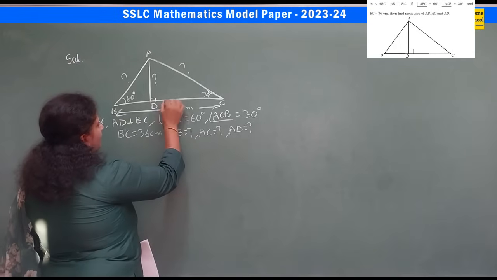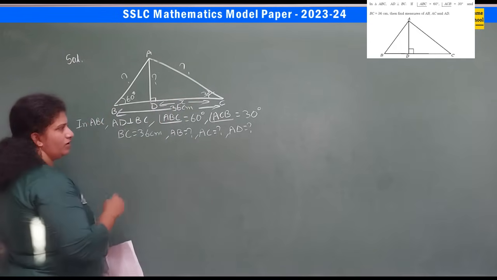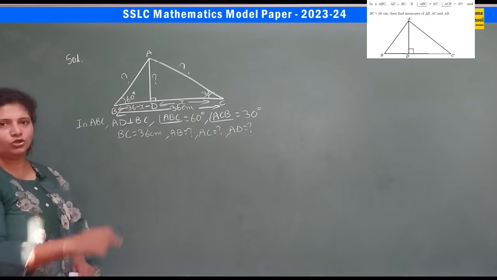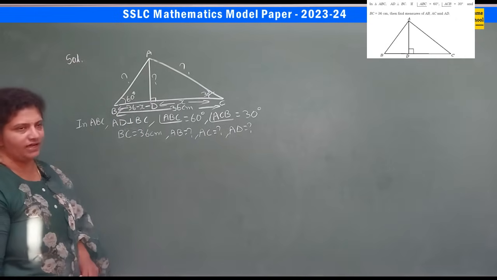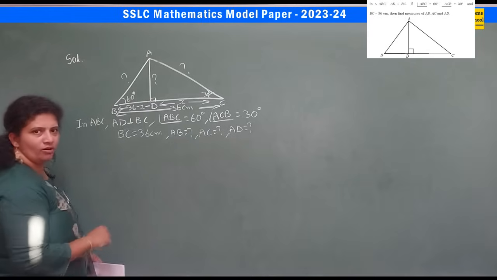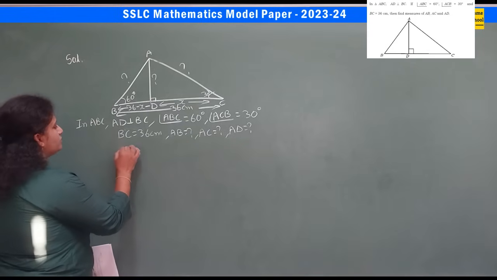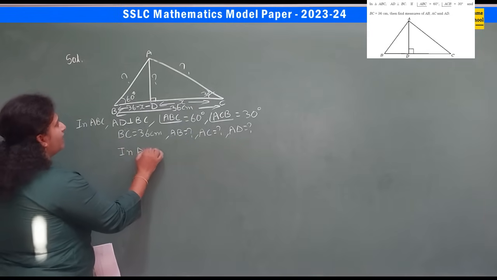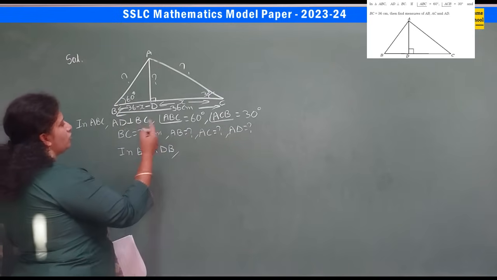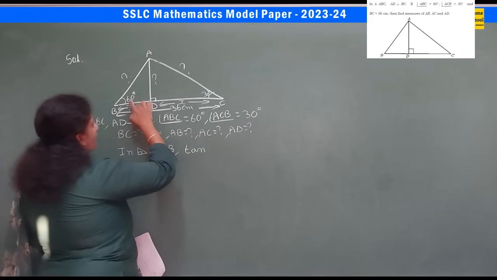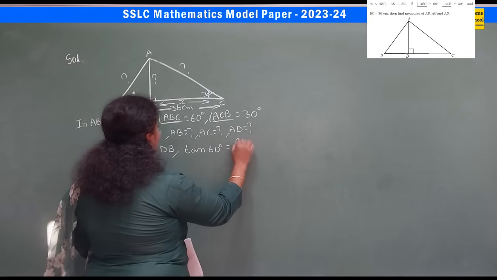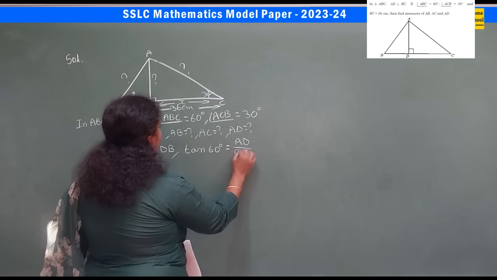Okay, let me take here DC as X. Now what is BD? 36 minus X. Total length is 36. Now you can see a right triangle and an angle is given. Now can you apply trigonometry? Yes, we can apply. So first in right triangle ADB, let's go with the tan ratio. Angle is 60 degree. Tan 60 degree is equal to opposite AD by BD.